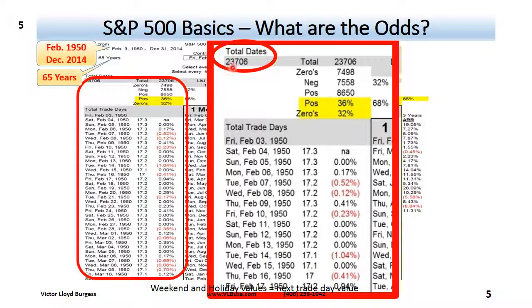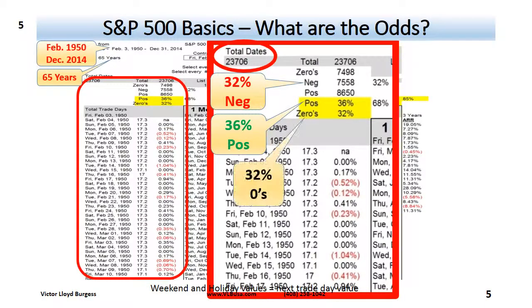In that 65 years, we had 23,706 trades. If we looked and counted all our positive and negative movements here, in that 65 years, we had 32% negative movement. 36% positive movement when we counted the positives, and when we counted the zeros, 30% of the time we were at zero. That means 1/3 of the time we were moving in a forward direction.